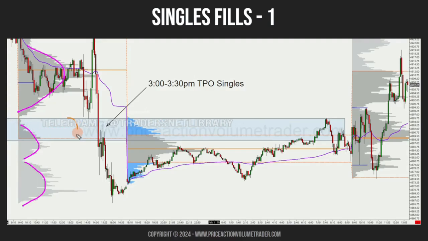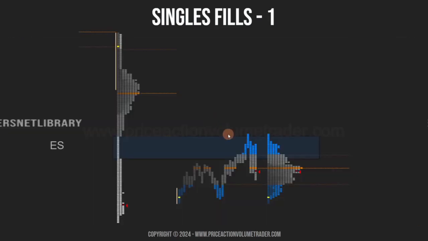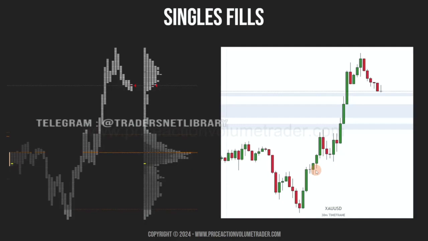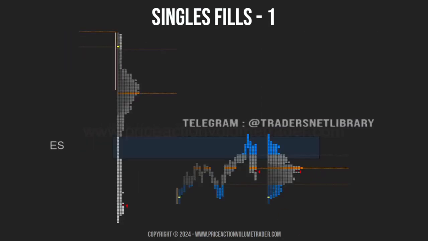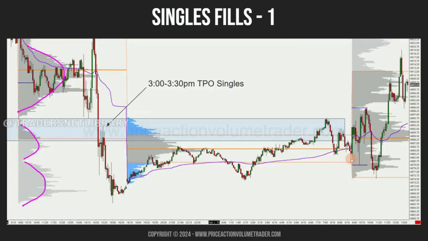And then this shaded area, these are the single prints, which is where we started on this support, an impulsive move down. All this candle, all these wicks here happened within a single TPO period between 3 and 3:30 p.m. Eastern time. So all these TPOs were pretty much this area right over here.